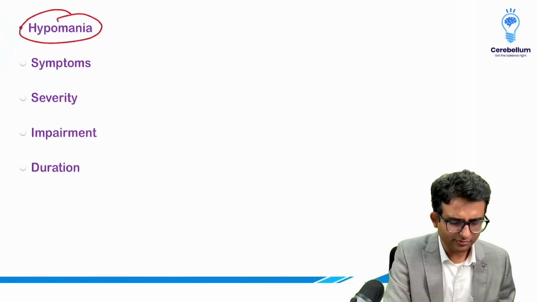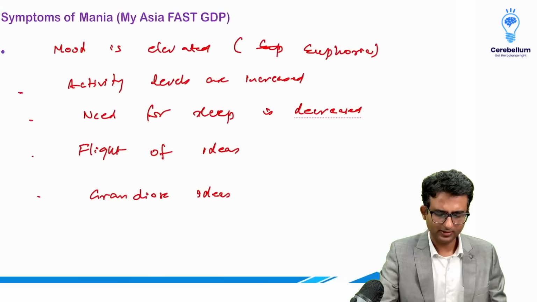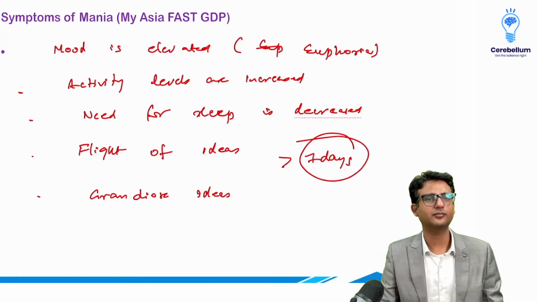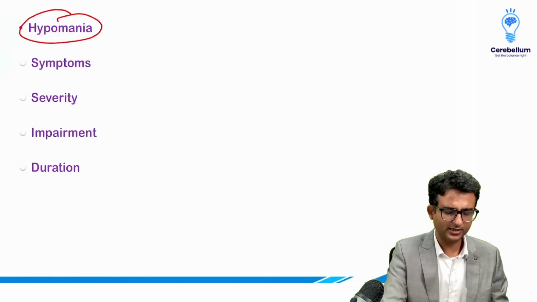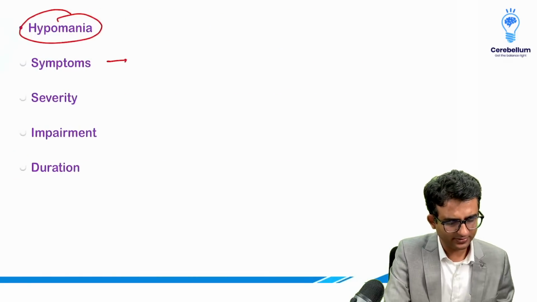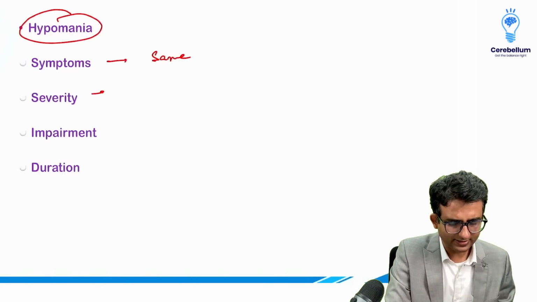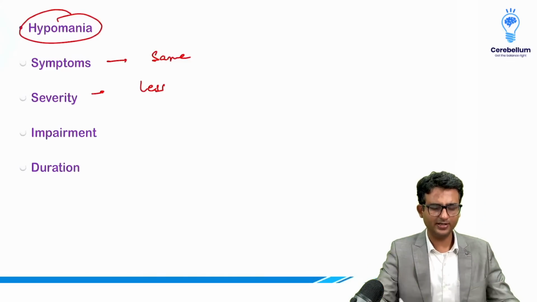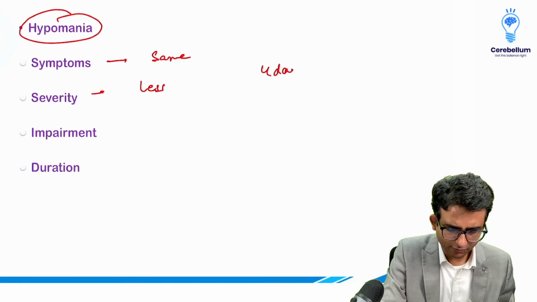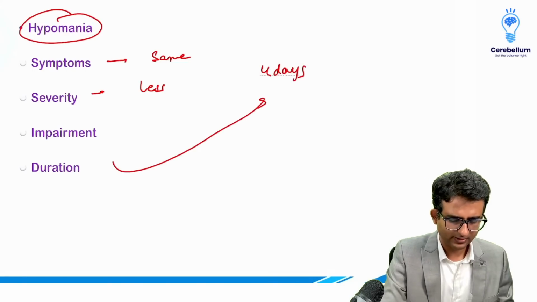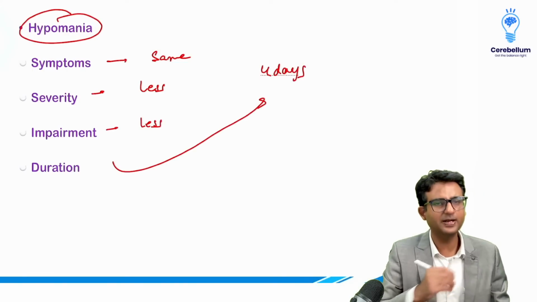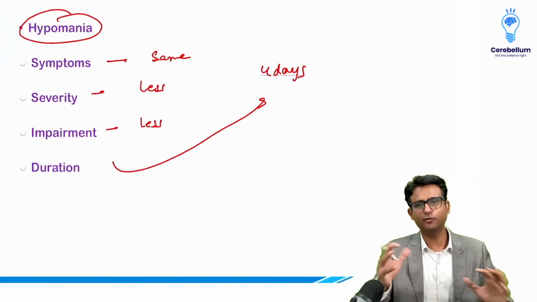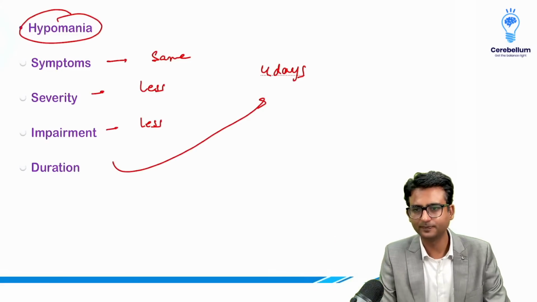But what is the difference between mania and hypomania? All these symptoms continuing for more than 7 days is mania. Hypomania, what is this? The symptoms are the same, but they are less severe, and the duration criteria is 4 days. And they also cause less impairment in life. Same symptoms, less severity, less impairment, and 4 days duration criteria.